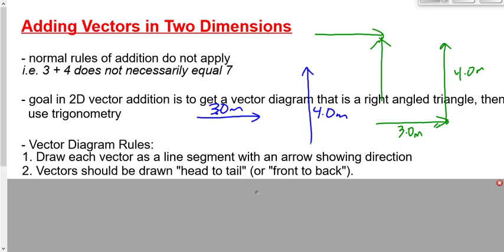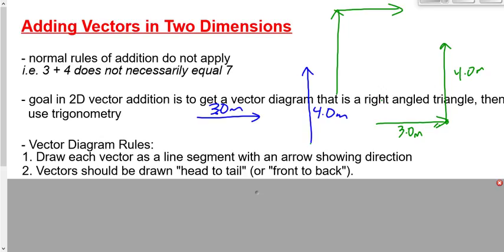That's drawn head to head. We don't want it drawn head to head. We want it drawn head to tail. Now, there is one more option. Okay, this is head to tail, but so is this. Isn't that drawn head to tail, front to back?